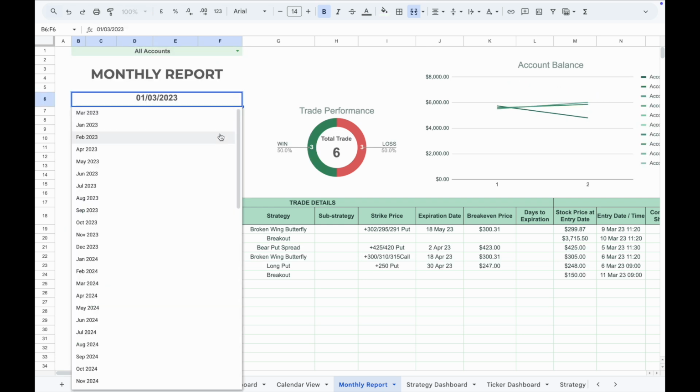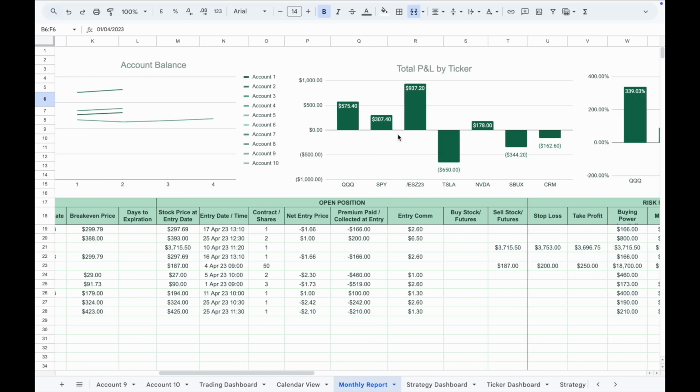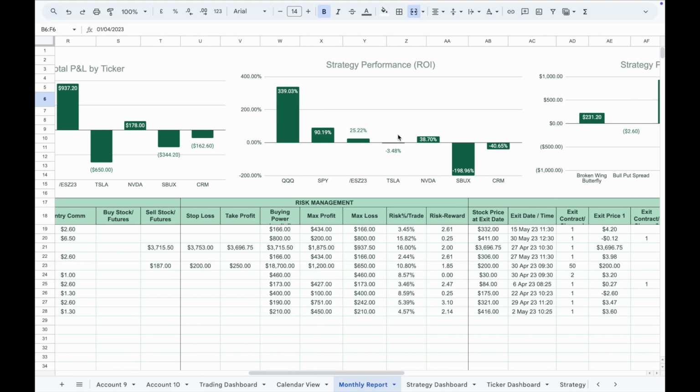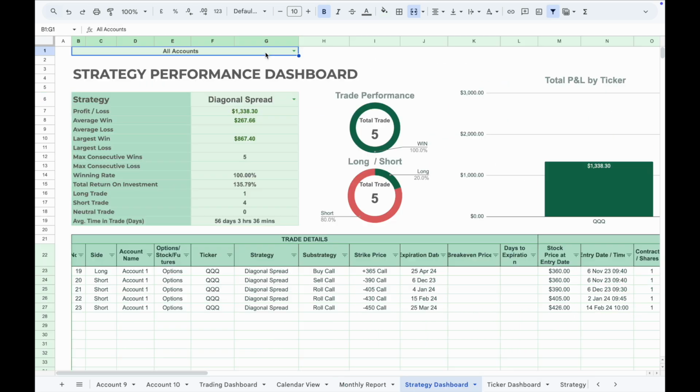Then select the month, and all the trades executed during that month will be listed below. The statistics here include the account starting and ending balance, total P&L, monthly return, and win rate. The graph displays the account balance, total P&L by ticker, strategy performance in terms of return on investment, P&L, cumulative P&L, and drawdown.